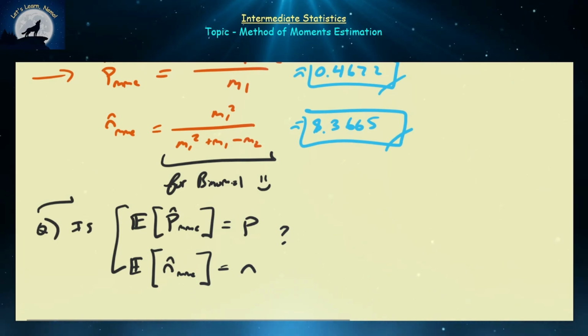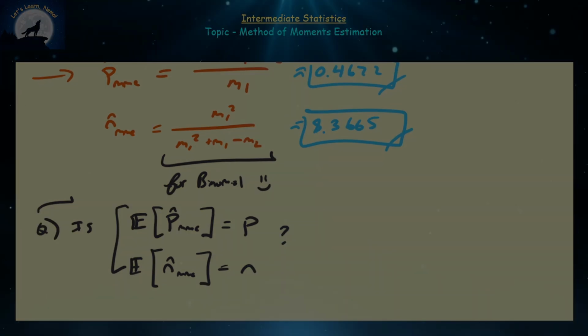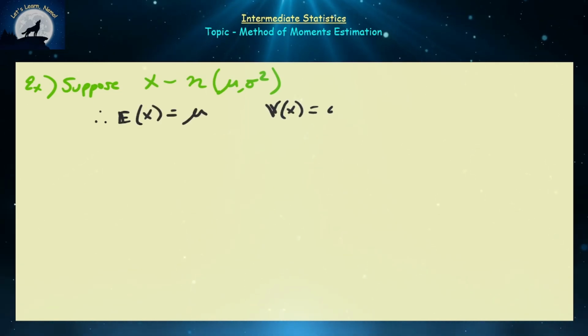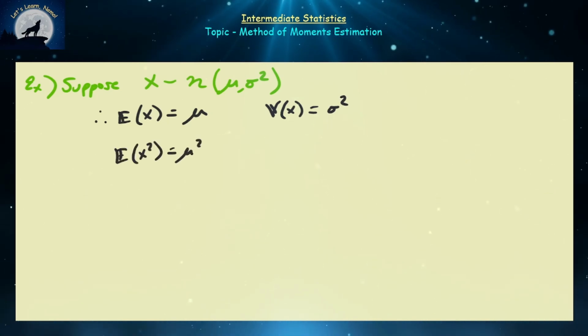So let's look at another example for how we can construct MME estimates for parameters for continuous distributions, like we did for the binomial, which is discrete. Now let's consider the case where x is a normal random variable. Again, if it's normal, there's two parameters that we're going to be seeking to estimate, mu and sigma squared. So you may remember that the expected value of x will be equal to mu, and the variance for x will be equal to sigma squared. Therefore, the second moment of x will be equal to mu squared plus sigma squared.